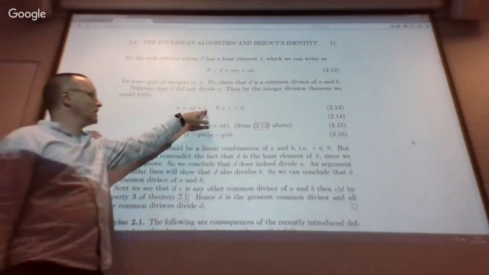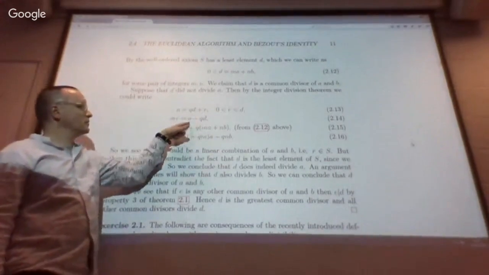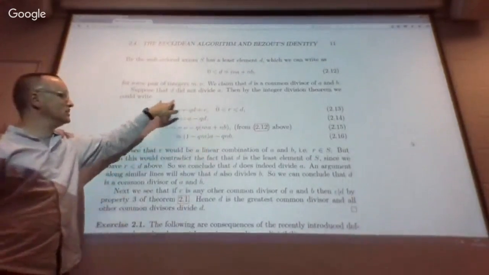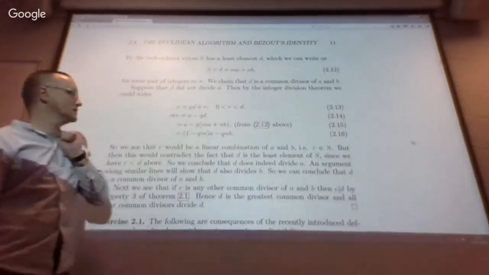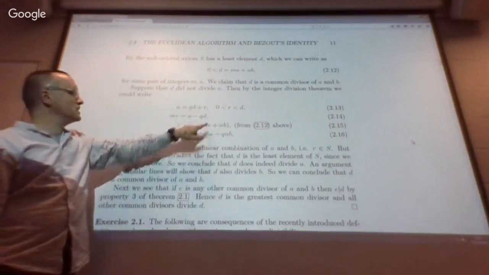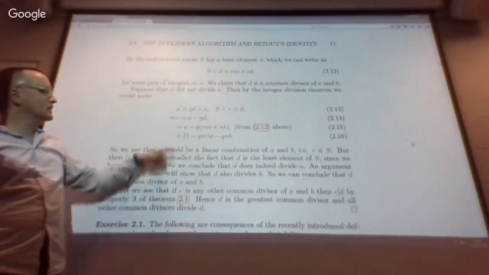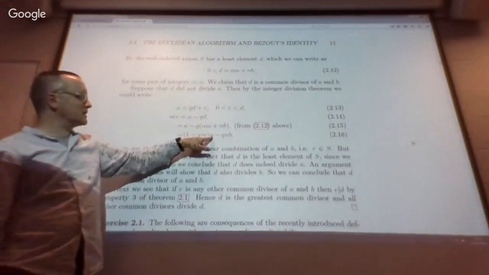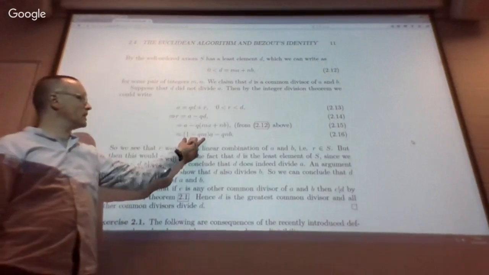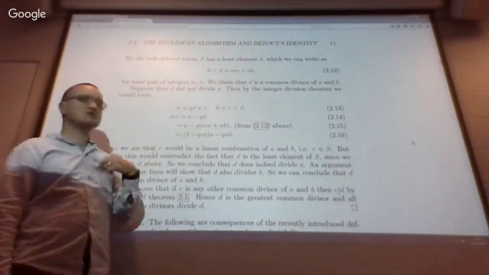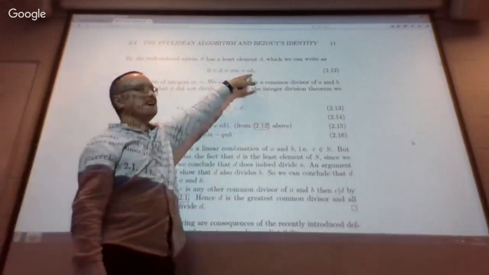Then we examine this remainder. It can be written as a linear combination of A and D, by taking the QD over to the other side. But of course, D is already a linear combination of A and B. By substitution, you quickly arrive at this expression for R, and it shows R as a linear combination of A and B. These numbers, 1 minus Qm and minus Qn, are certainly integers, because Q we know to be an integer, and M and N we know to be integers.